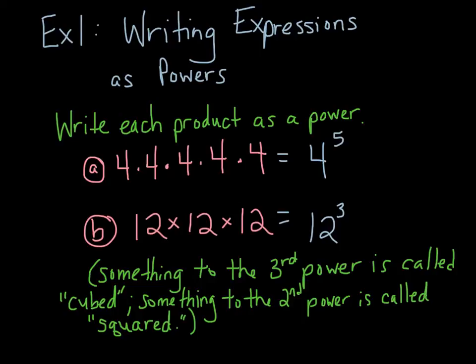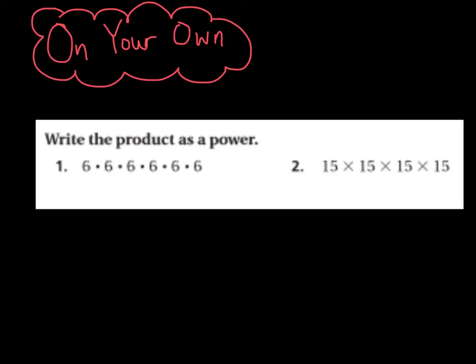And since we just talked about this, something to the 3rd power we said is called cubed, like in this example right here. But also remember that if you have an exponent to the 2nd power, we call that squared. So anything to the 2nd power is squared, anything to the 3rd power is cubed. Here are 2 problems to try on your own, and remember that the answers will be on the next screen, but make sure you show any work if you need to. You're just writing the product as a power. You don't have to solve for the value just yet.